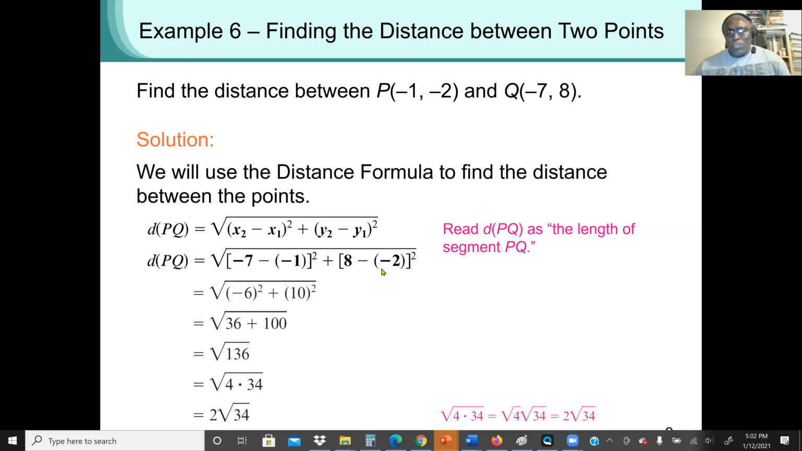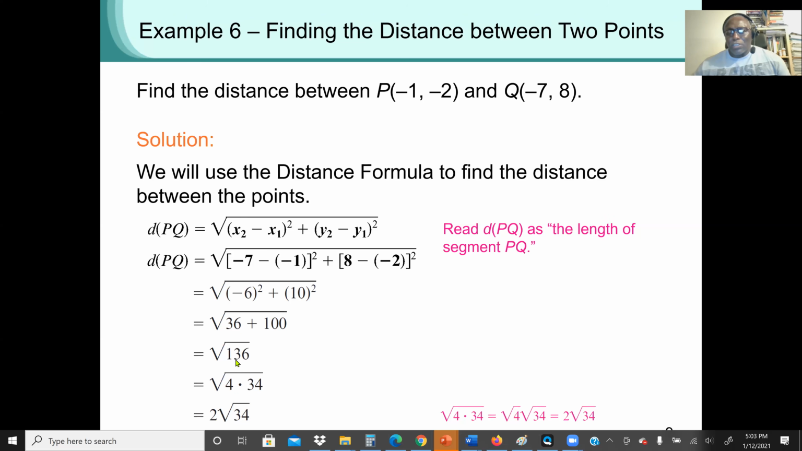The same thing applies here. Minus and minus will give me plus. So we get 8 plus 2, 10. 10 squared will give me 100. Then 100 plus 36 will give me 136. Then 136 is the same as writing 4 times 34. Then square root of 4 is 2. Then we have 2 square root 34 will be our solution.